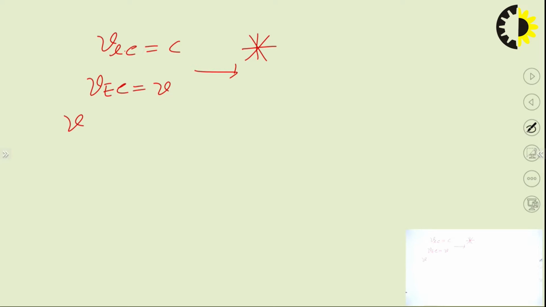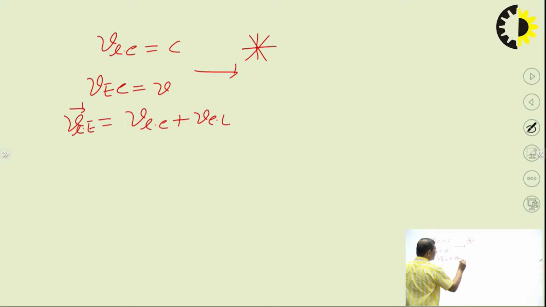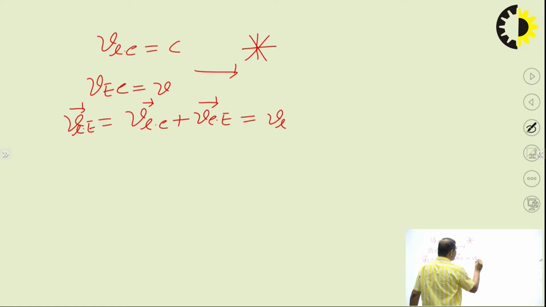So basically we first have to calculate the velocity of light with respect to earth, because we are performing the experiment from the earth. The velocity of light with respect to earth will be given by this formula: velocity of light with respect to earth is equal to velocity of light with respect to ether plus velocity of ether with respect to earth. Or this can be written as velocity of light with respect to ether minus velocity of earth with respect to ether.